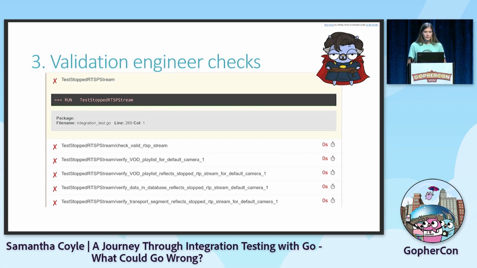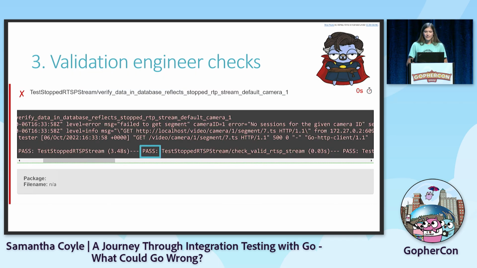So if we look at what's going on here, this is our HTML test report from Go Test Report. We see a bunch of red X's visually indicating failure. And if we look at the logs for this first test, we see one log, which is a little suspicious, right? We should see a few more.